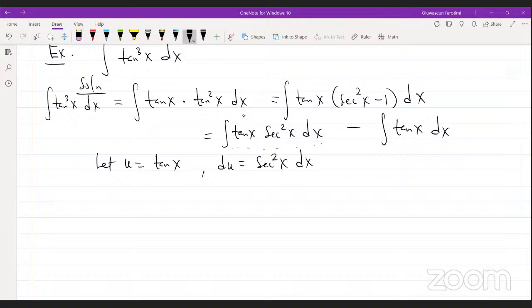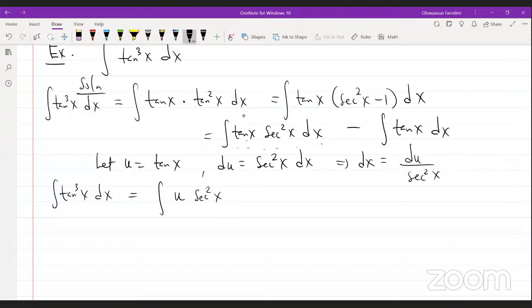So that is going to be the integral of tan cubed of x dx. What is tan? u. You plug in u right here. You still have a secant squared x here. But what is dx? Let's fix that. du over secant squared of x. Then remember you have a minus tan of x dx.